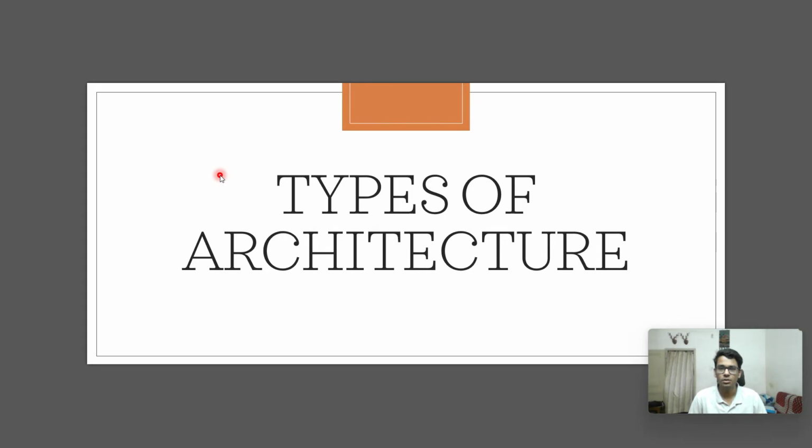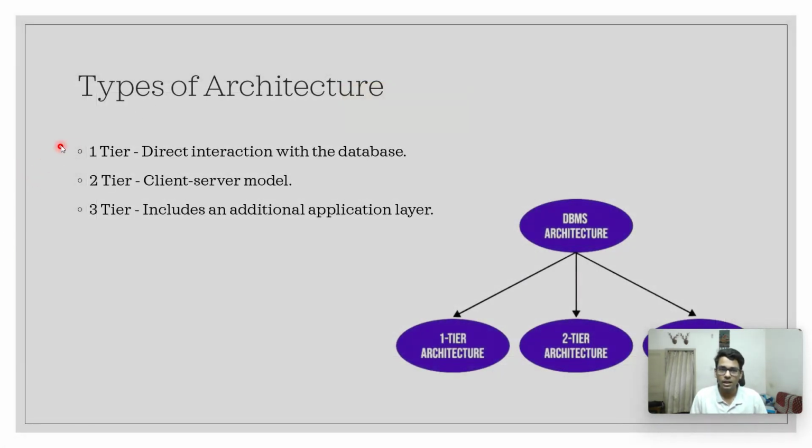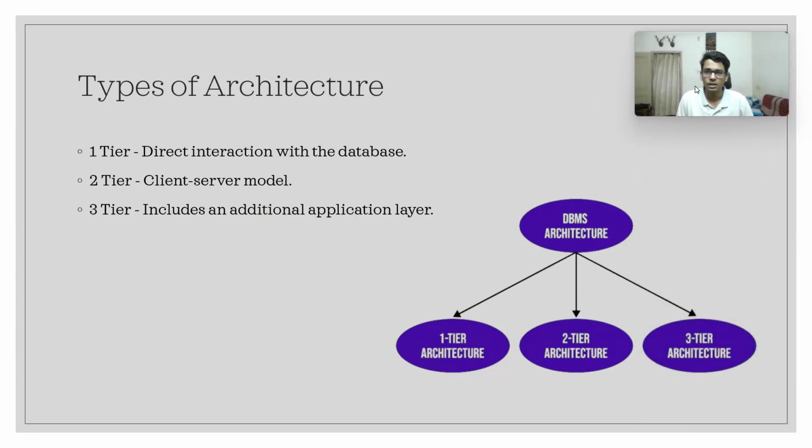So now let's have a look at the types of architecture. There are three types of architecture: the one tier architecture, the two tier architecture, and the three tier architecture. The one tier architecture is basically the user is able to directly interact with the database, while the two tier is similar to the client and server model, and the three tier architecture introduces a third layer known as the application layer between these two layers.